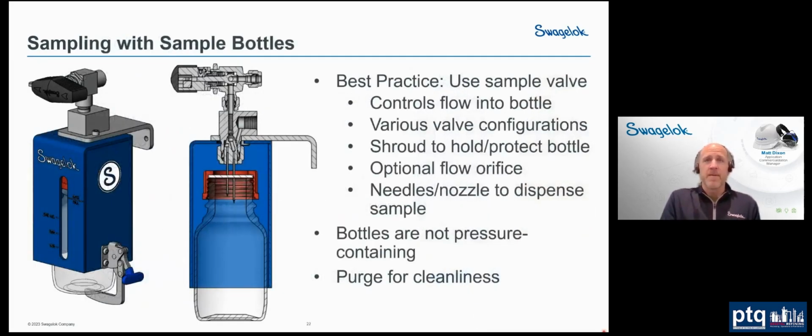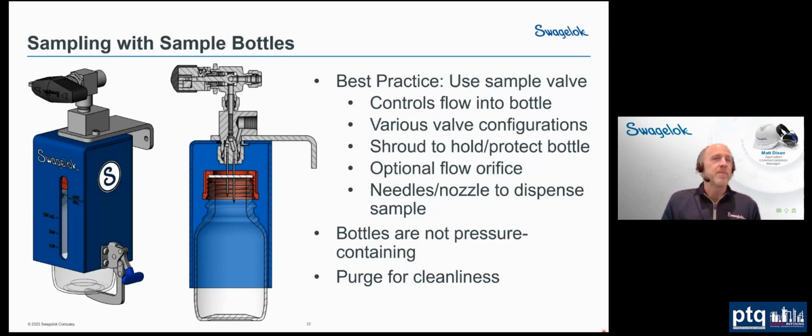So when you're sampling with a bottle, the best practice is to use some sort of a sampling valve apparatus. This helps to control the flow into the bottle, either by using a needle valve or some sort of flow restriction orifice. You've got a shroud, which is the blue piece there, to help hold the bottle. As you're pushing it up into the needles, it helps to guide the bottle into the needles. It also helps to protect the operator from the needles themselves, because obviously they're sharp. We want to avoid having the operator contact them. It could cut the operator, and it could frankly bend the needles as well. So definitely a shroud is a good practice.